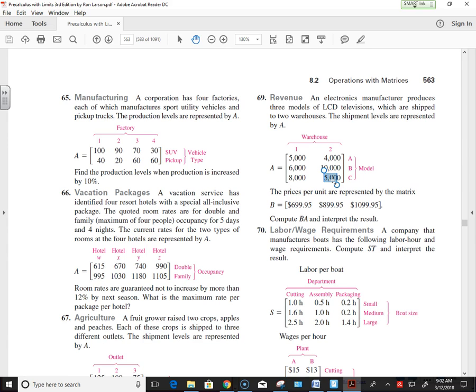$699.95, $899.95, $1,099.95. Compute BA and interpret the result. Here's the nice thing, kiddos. You could have definitely used your calculator on this one because of the nasty numbers. I wouldn't have had you doing that by hand. Why did it have to be B times A and not the other way around?